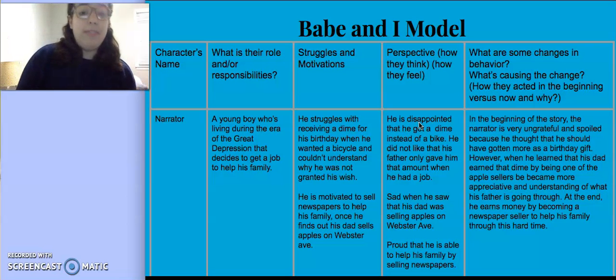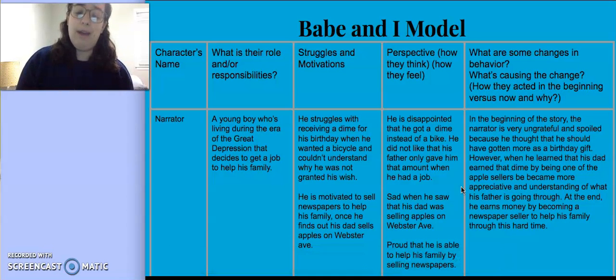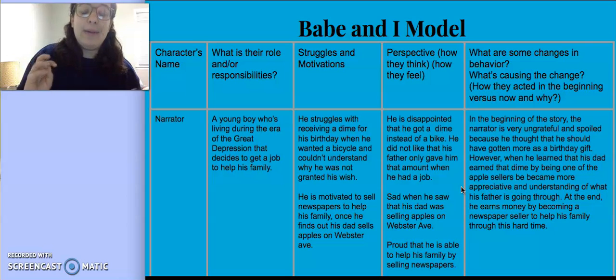So then I'm going to think about our narrator's perspective. How does he think? How does he feel? What is he thinking at the time? What is he feeling? So our narrator in the beginning is definitely disappointed that he only got a dime instead of a bike for his birthday. He didn't like that his father only gave him that amount. When he had a job, he couldn't understand. My dad has a job. Why is he only giving me a dime for my birthday? I wanted a bike. And he's super sad then when he realizes that his dad doesn't have a job and he is selling apples on Webster Ave.